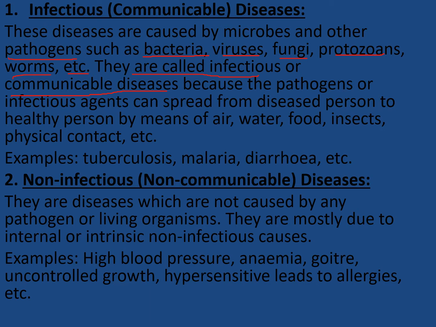Why? Because the pathogens or the infectious agents can spread from a diseased person to a healthy person by means of air, water, food, insects, physical contact, etc. That means this type of disease can be easily transferred from one infected person to one healthy person with the help of some means. What are the means? It may be air, water, food, insects, or physical contact. Here I am giving some examples.